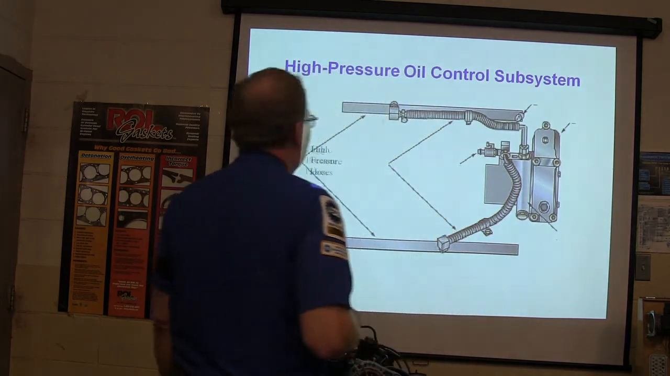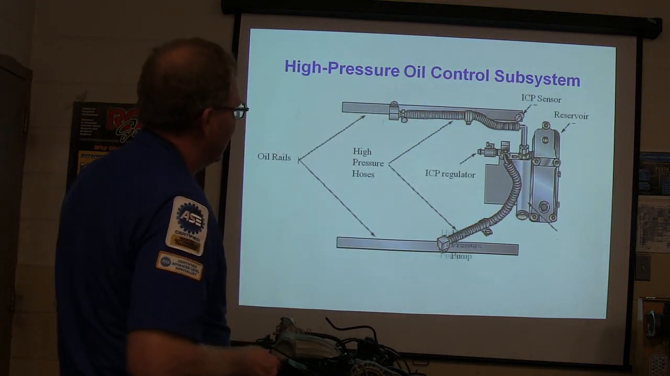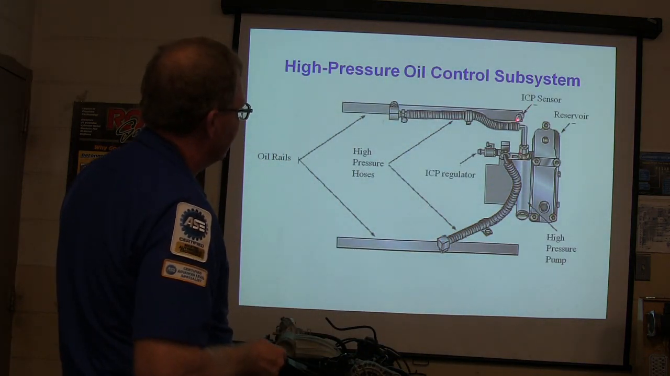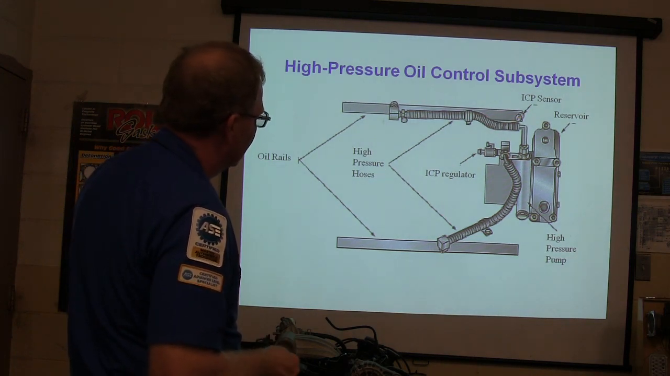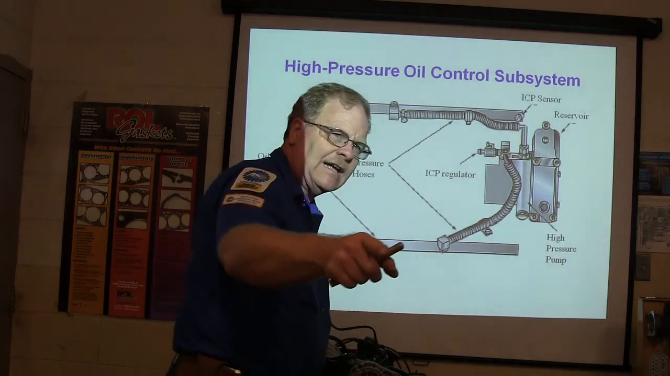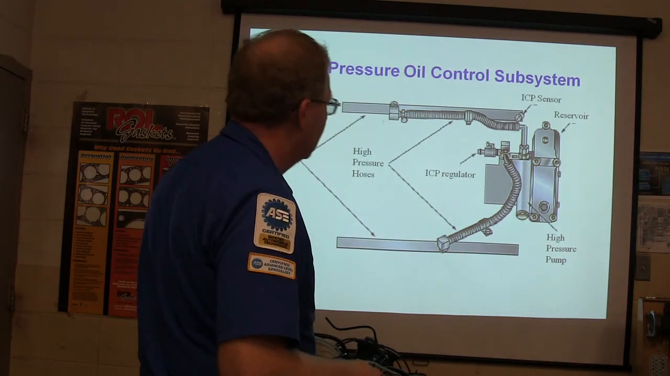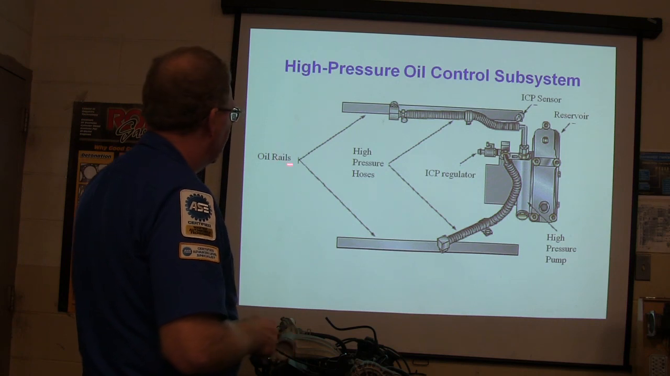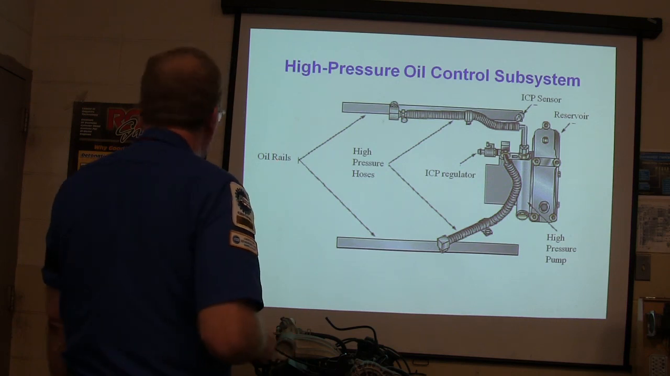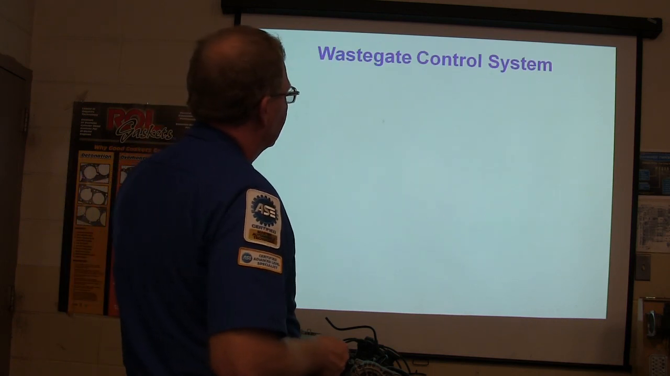All right. High pressure oil control subsystem is right here. See how this works? There's your ICP sensor on that rail. These rails are built into the heads. They're just showing a piece of them. There's your regulator, which is the thing I had him pass around. I don't know where that thing is. And there's your high pressure oil pump right there. And there's your oil rails. Get your high pressure hoses and all that. And so on and so forth.